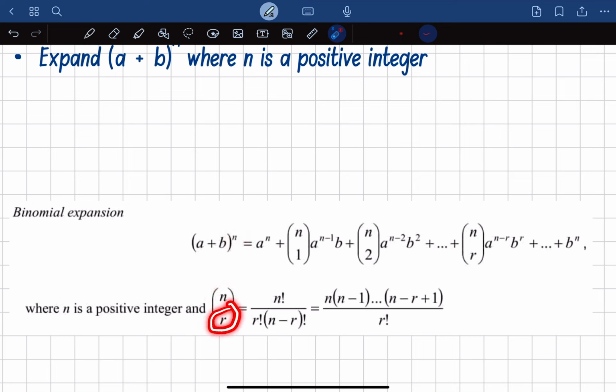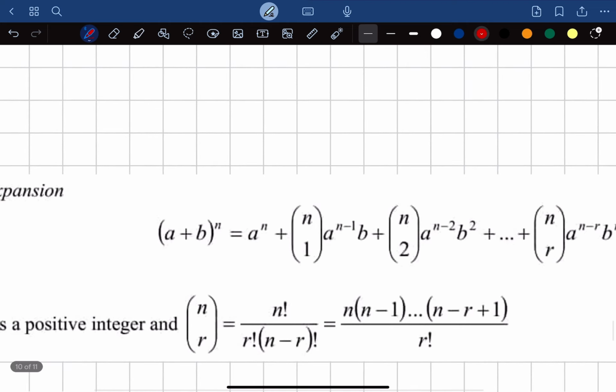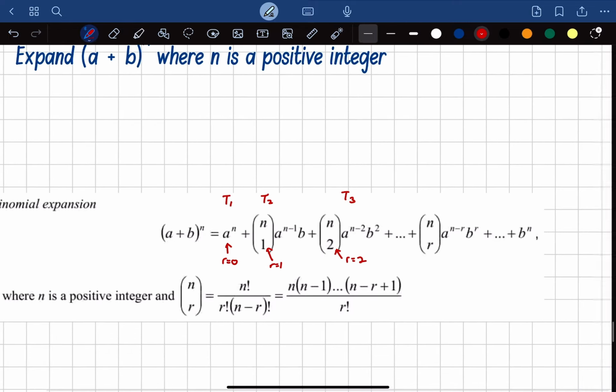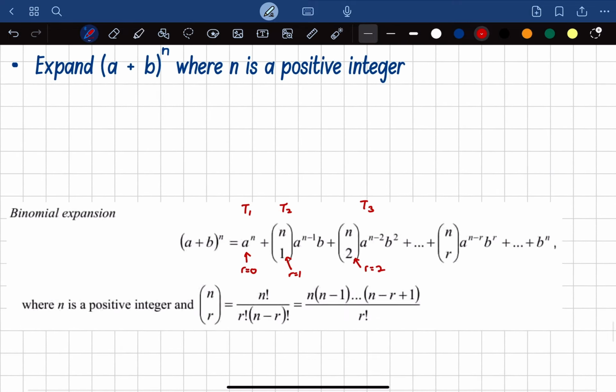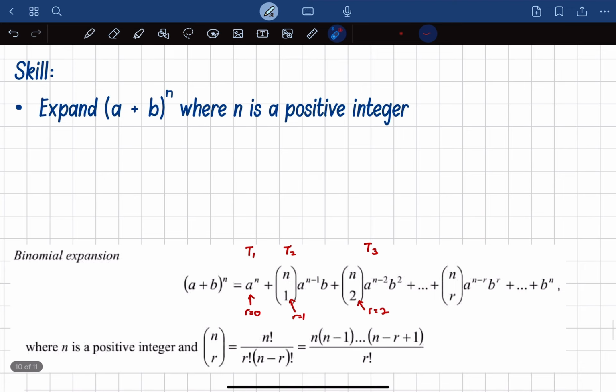r represents the relative position of the terms. For example, in this case over here, this is term 1, term 2, term 3, but the r position starts from 0. So over here, first term, r equals 0. Second term, r equals 1. Third term, r is equal to 2. Once you are able to identify these important things, then we can move on to learning how to apply the binomial theorem when you want to expand different binomials.